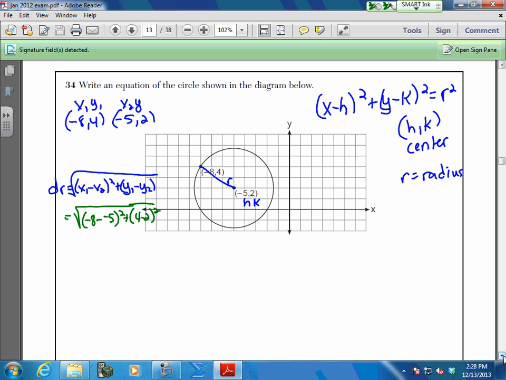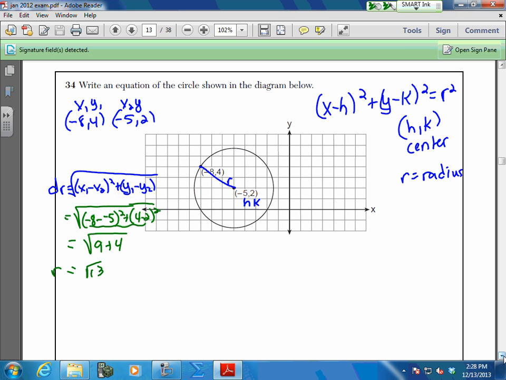You can actually just put this whole piece right here in your calculator. Just don't put the radical sign. This will give you 9 plus 4, and you are radical 13. This is your radius. When you plug this into your formula, don't forget you're going to square it.